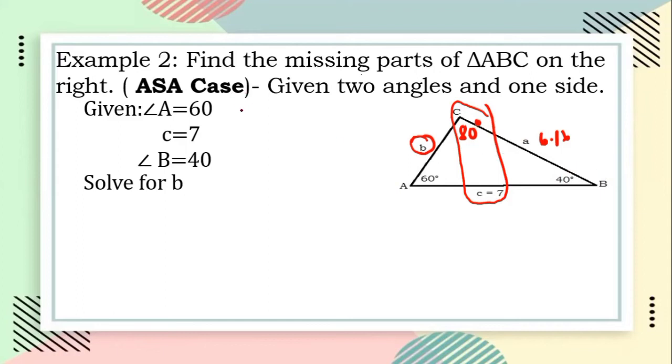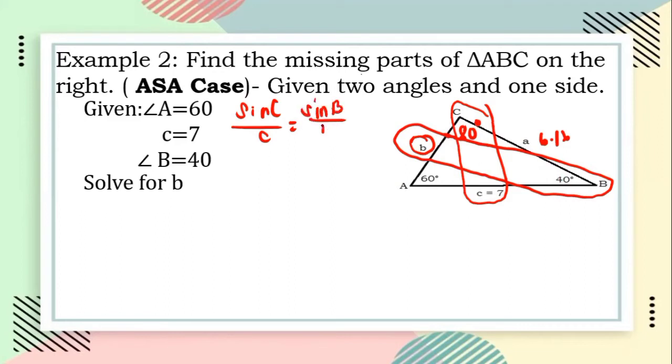So let's write down the ratio of C. We have sine C over C equivalent to our missing ratio. To solve for B, you don't have any choice, you have to take this ratio, sine B over B. So sine C, where angle C is 80 degrees, over the side opposite angle C, that is 7, equals sine B, where angle B is 40 degrees, over B, which is missing.